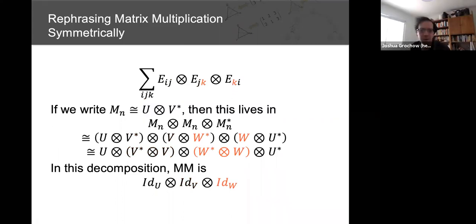Okay. So, questions so far? So far, I've just rephrased matrix multiplication. I've written it in this very clean, symmetric way. In the usual way it looks like this, but if I twist things a little, it looks like 3 shifted identity matrices.